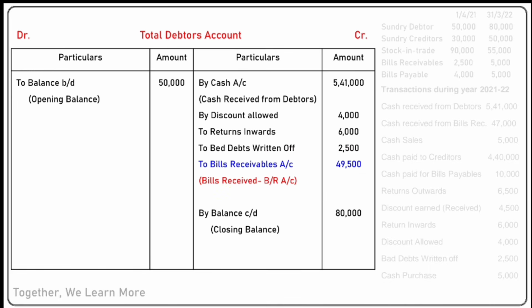49,500. Now close debtors account. If we close debtors account, total 6,83,000 minus 50,000 will get credit sales of rupees 6,33,000, that is on debit side. So this is bills receivable and debtors account.